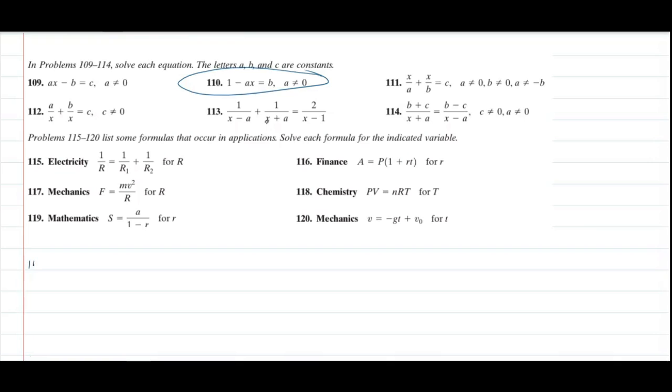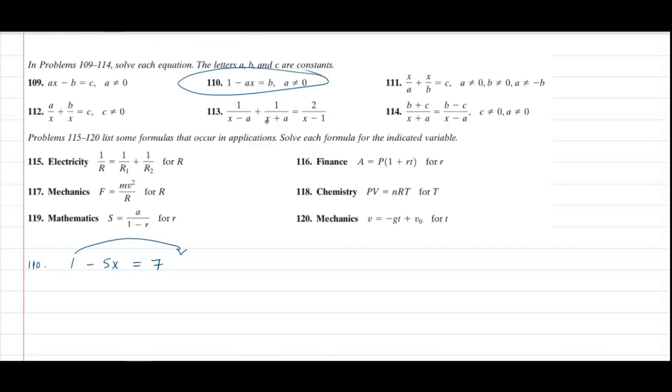Pretend it really said, and I don't want you to solve the problem this way, please. I'm just telling you to pretend it said 1 minus 5x is equal to 7. So I basically changed A to 5 and B to 7. It's just saying, how would you solve this equation?